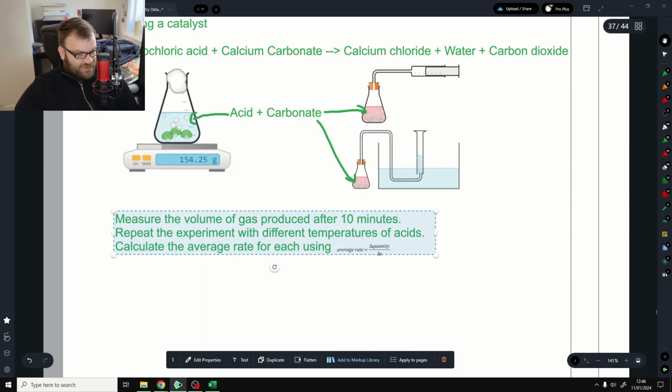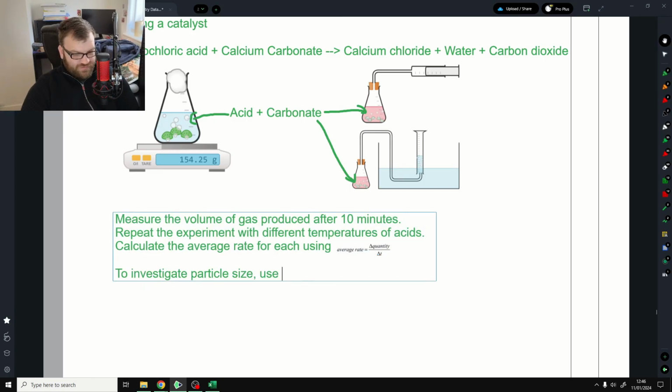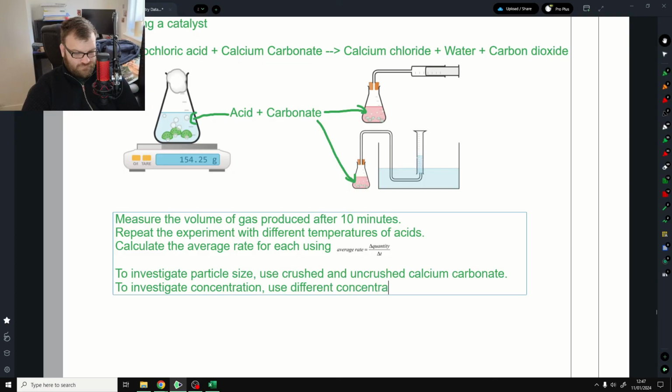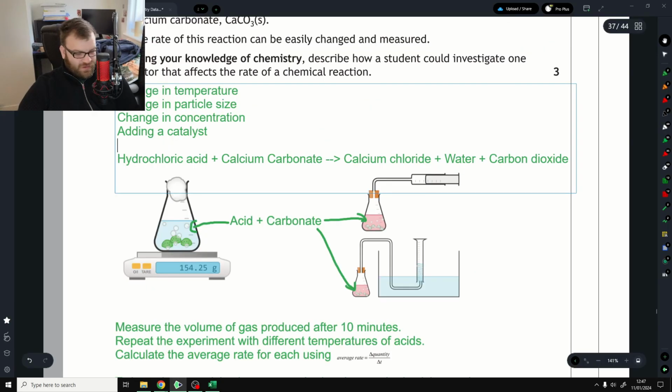If you want to do the mass one, you would just talk about measuring the mass rather than measuring the volume. Then do your change in mass over time. If you're investigating the particle size, you use crushed and uncrushed calcium carbonate. Use different concentrations of acid. You could add, if there is one, a suitable catalyst.